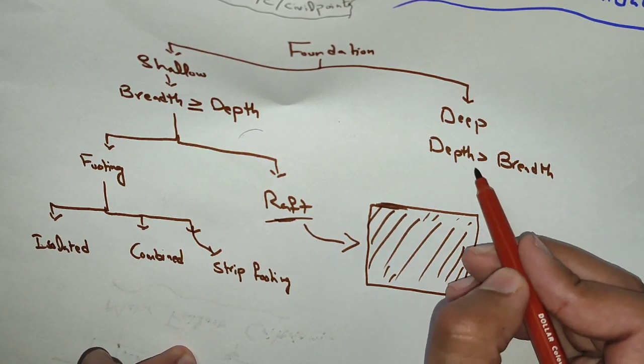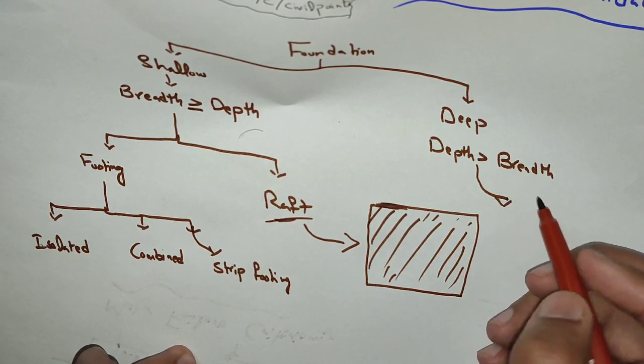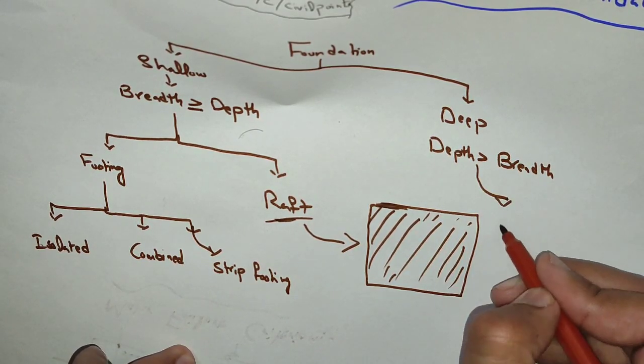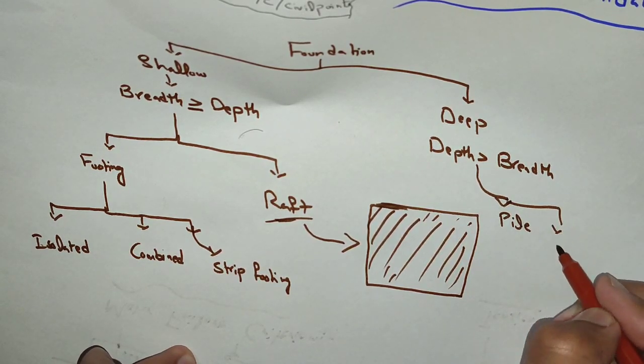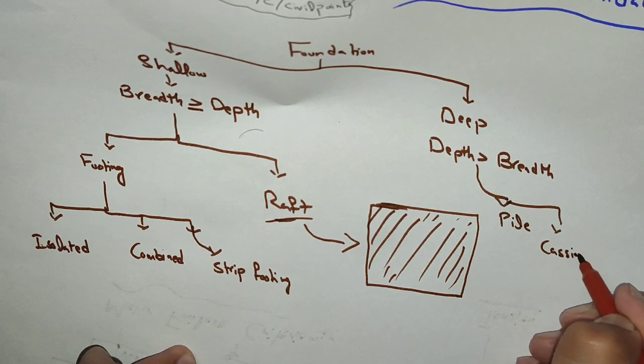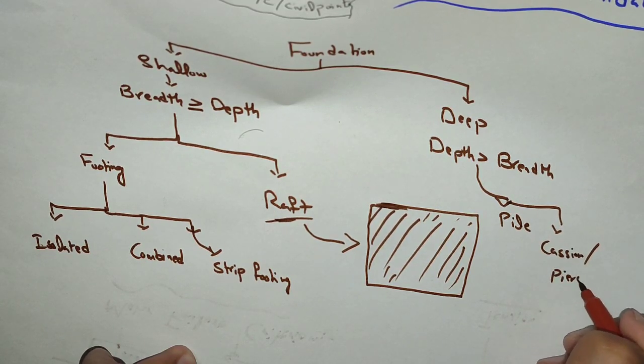Now we have two main types of deep foundation. The first one is the pile, and the second one is the pier or caisson, or we can also call them wells.